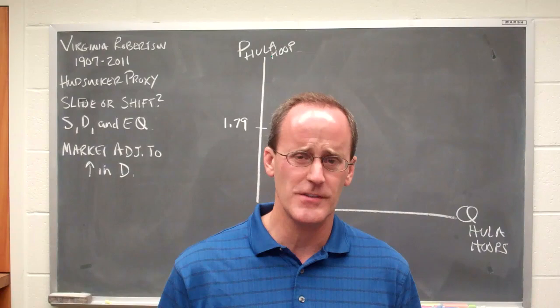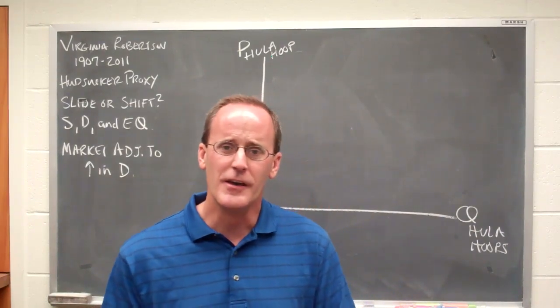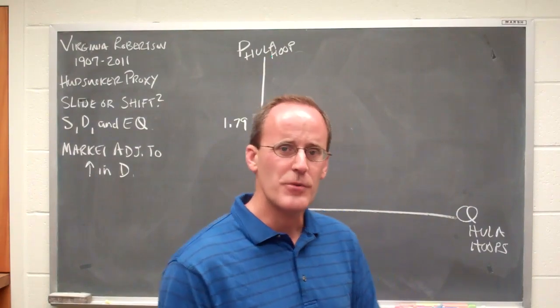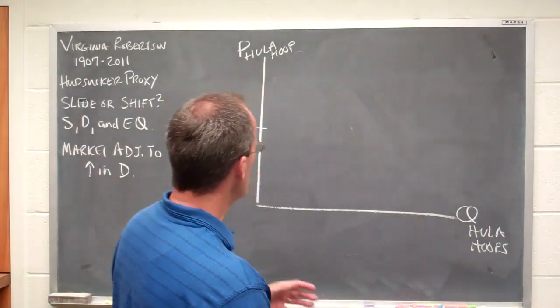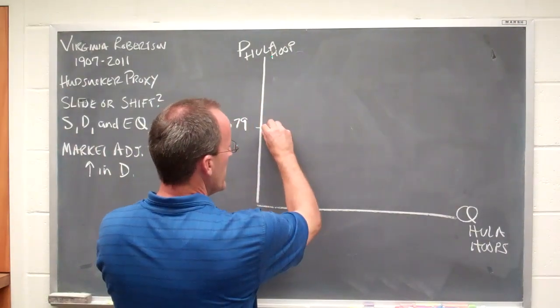So what we have to do is somehow take all this information and process this in a way that we can do with demand and supply curves. So I'm going to start with a demand curve, and I'm going to argue that demand in the beginning for hula hoops was very low. So here's my original demand curve.